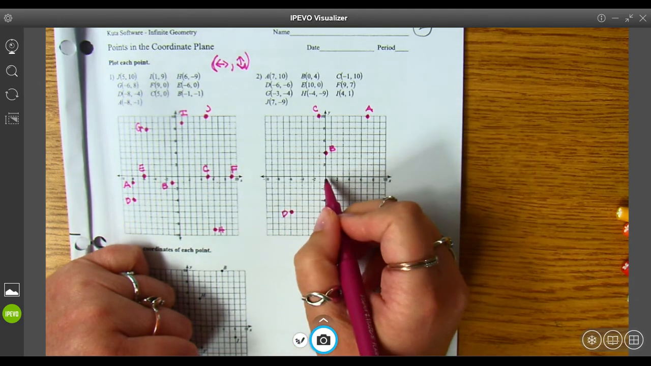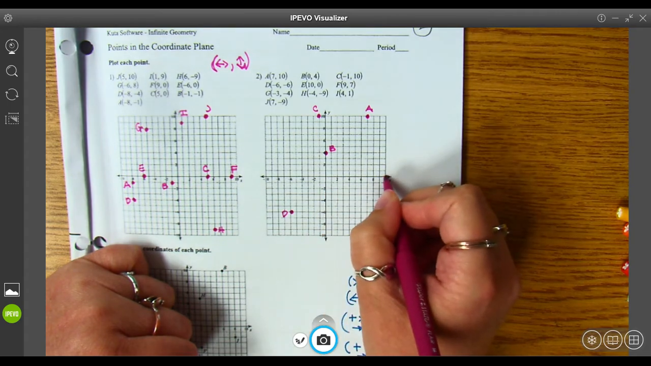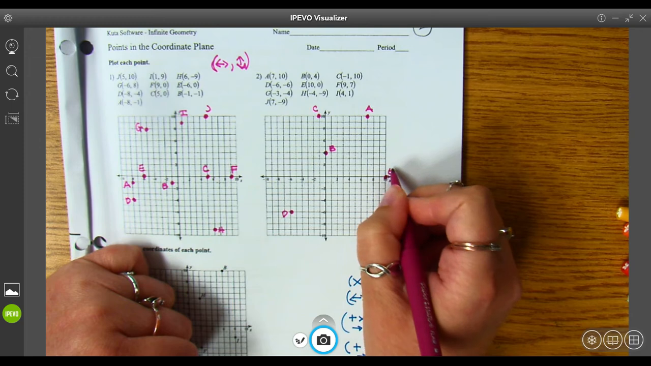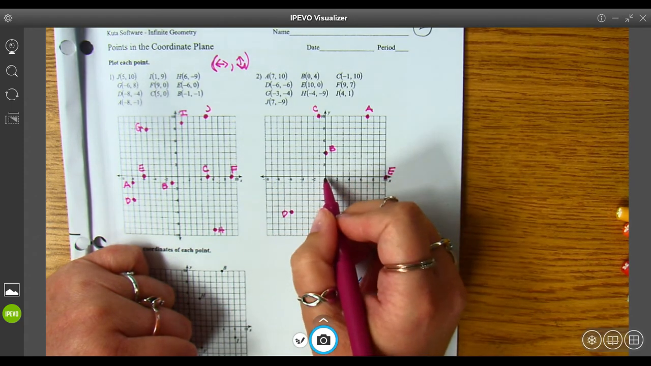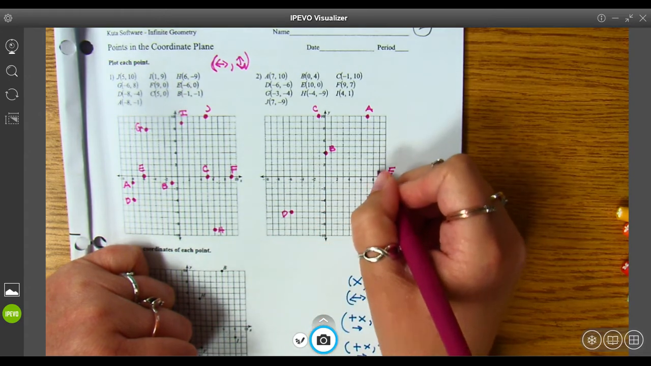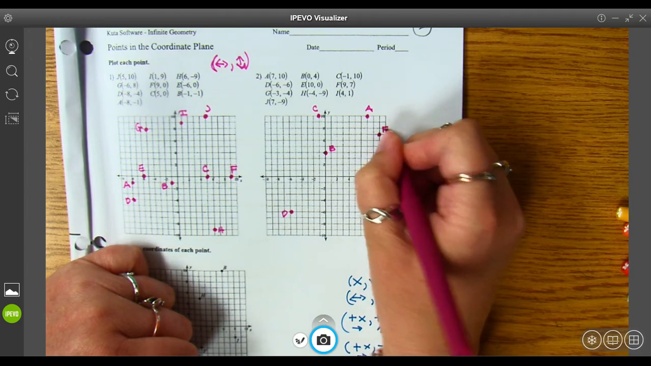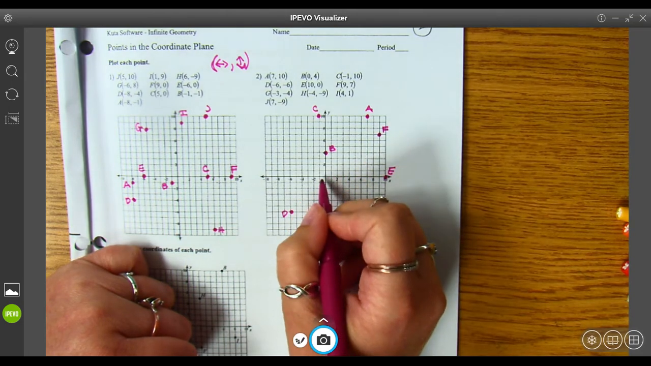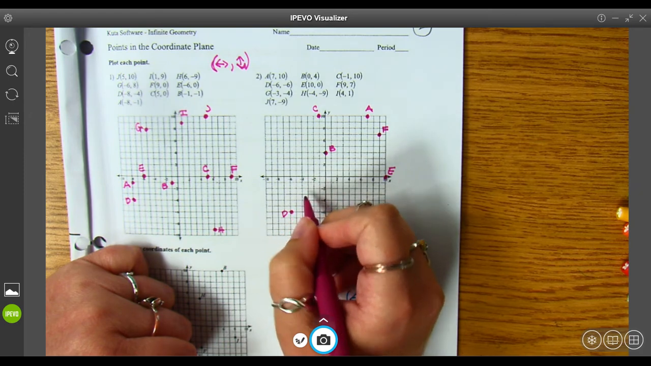10, 0. So that means 10 to the right and up nothing, because the second number tells you up or down, and it tells you to go up or down nothing. Okay, then the next one, it's positive, so to the right, 9, and positive again, so up 7. -3, -4. So I'm going to go left 3, down 4. 1, 2, 3, 4.